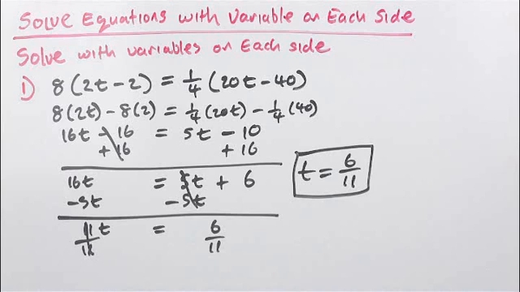I'm going to divide by the coefficient of t. In this case it's 11. Divide by 11 on both sides, so that's 1. So t is equal to 6/11. That's a fraction that can't be simplified. So t is equal to 6/11.